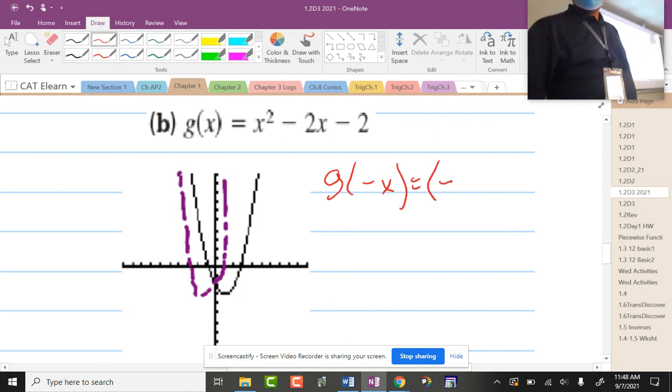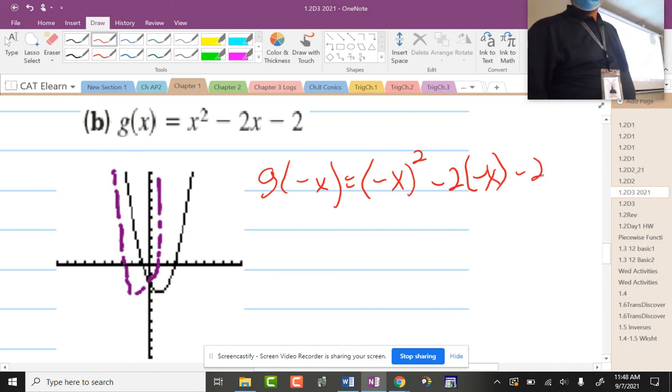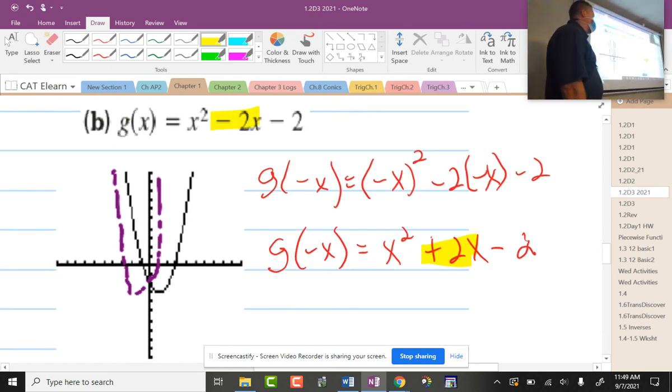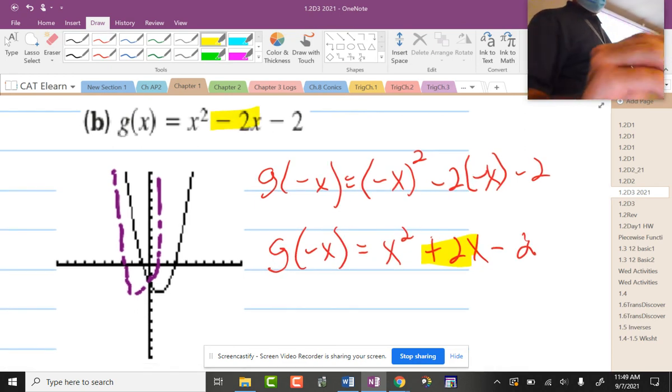Sure, negative x squared is positive, but I have to plug in negative x here as well. And then what ends up happening is g of negative x looks like it's going to be about the same, but then a negative times a negative here is a positive. This is not even remotely the same thing as what's above there. There's a difference there. So is it odd then?